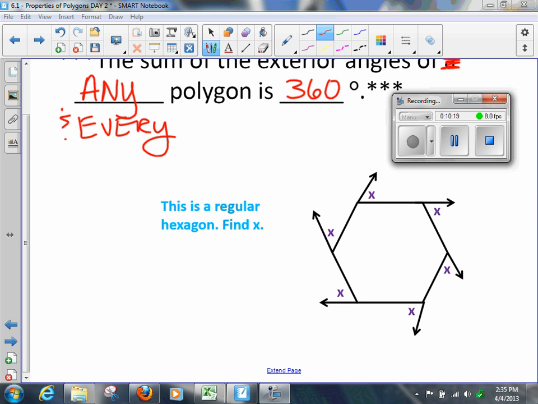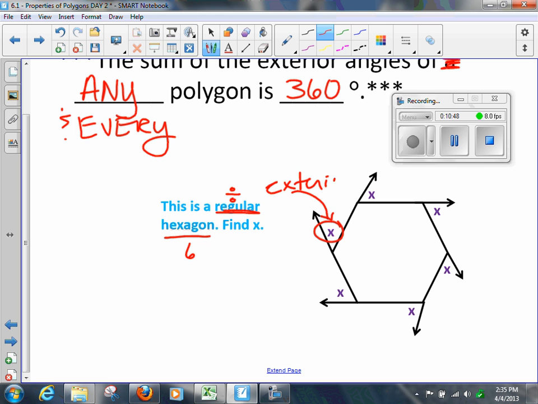Look at this problem. It says this is a regular hexagon. Regular means what? Regular, divide. Means that all the sides and all the angles are congruent. And it's a hexagon, so how many sides? 6. All right, we are looking at interior or exterior angles. Exterior. Whenever you see the word exterior angles, what number are you automatically going to think of? 360. You're automatically going to think 360.